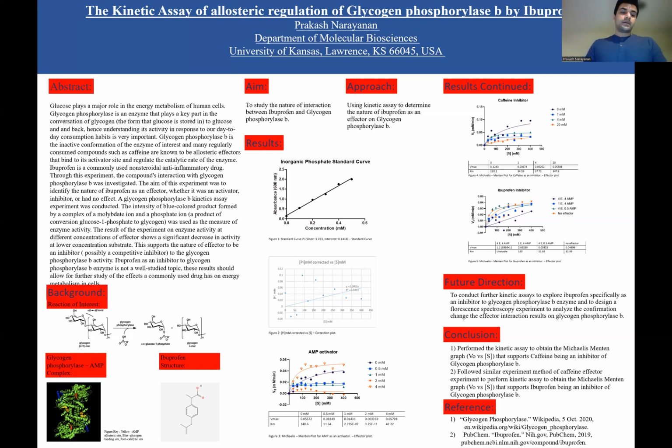I'd like to conclude by saying that the values of AMP and ibuprofen can be improved by further experimentation. I hope that this experiment forms an evidence to further inquire about ibuprofen's effect on glycogen phosphorylase B, because ibuprofen is a commonly used medicine and glycogen phosphorylase B is a very essential enzyme.